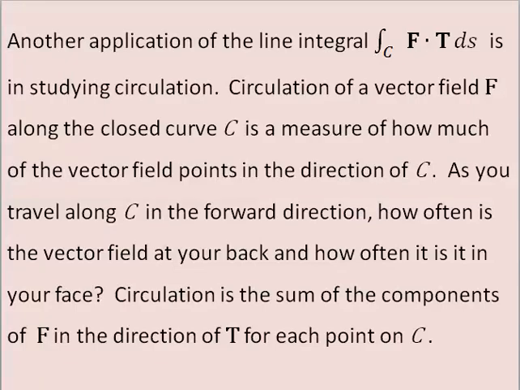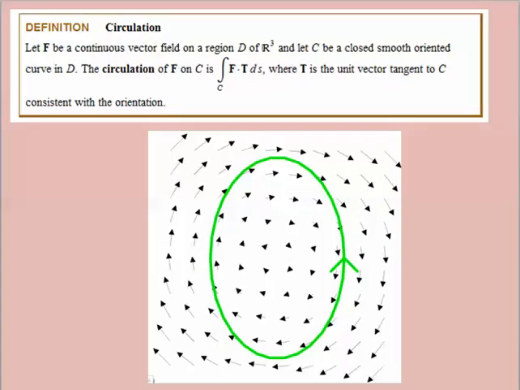Another application of the line integral is in studying circulation. Circulation of a vector field along a closed curve is a measure of how much of the vector field points in the direction of the curve. As you travel along the curve in the forward direction, how often is the vector field at your back and how often is it in your face? Circulation is the sum of the components of F in the direction of T for each point on C. We find circulation by finding the integral of the dot product F dot T integrated over C.